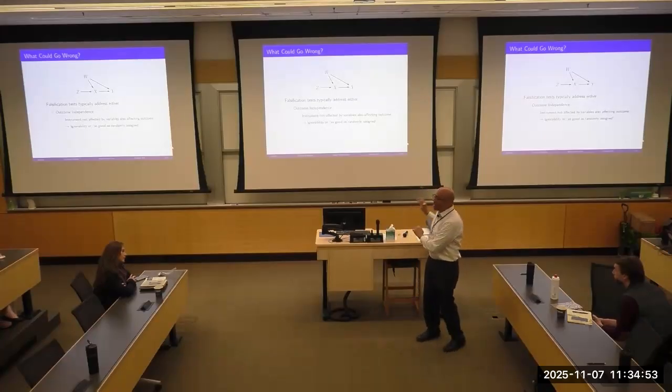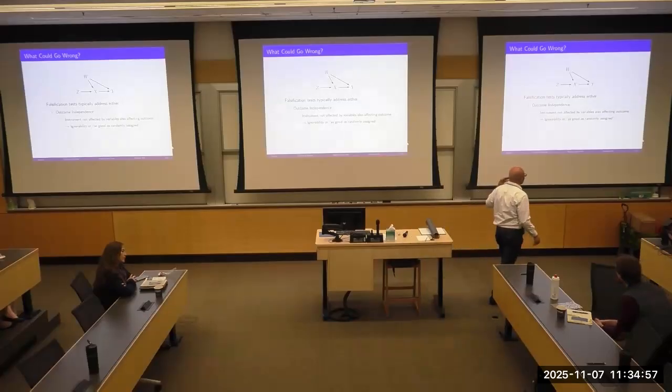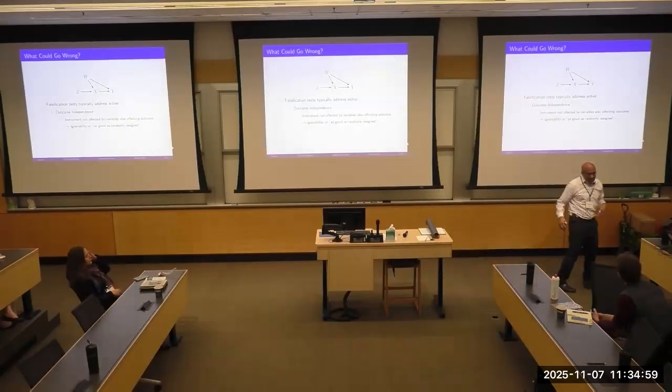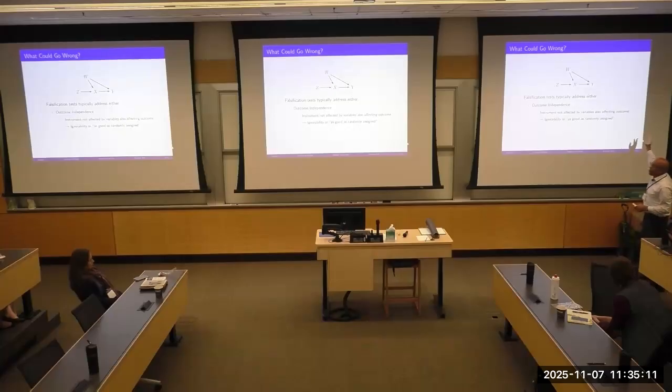The first of these two ways is outcome independence, if outcome independence goes wrong. What's outcome independence? It's what's sometimes referred to as ignorability. But it's this idea that assignment is as good as random, so that the instrument is not affected by any other variable that is also affecting the outcome. If that fails, outcome independence fails.